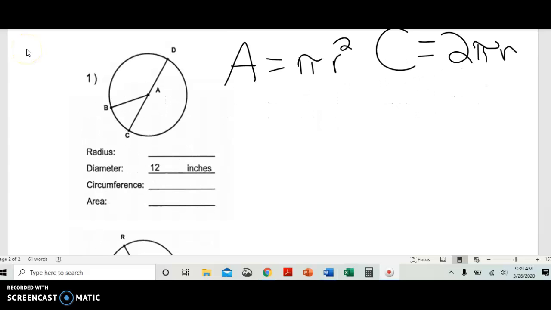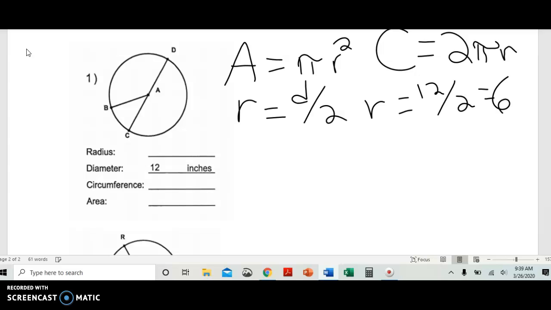So this is asking us to fill out a lot of information here. It's giving us our diameter, but we need to know our radius, circumference, and area. Well, if our diameter is 12, we know that our radius is just our diameter divided by 2. So our radius equals 12 divided by 2, which equals 6 inches. So our radius right here is 6 inches.